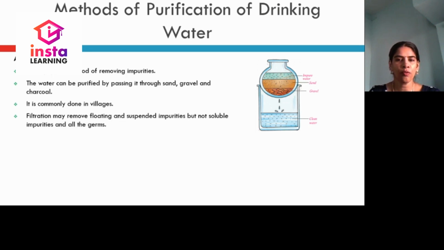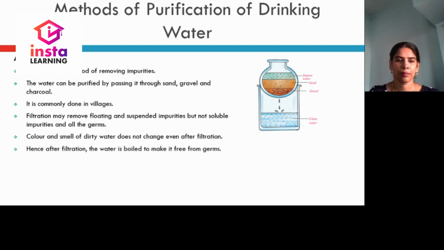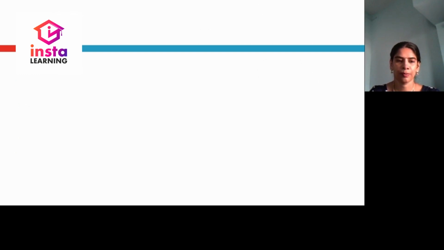Filtration may remove floating and suspended impurities but not the soluble impurities and all the germs. Color and the smell of the dirty water do not change even after filtration. Hence, after filtration, the water is boiled to make it free from germs.